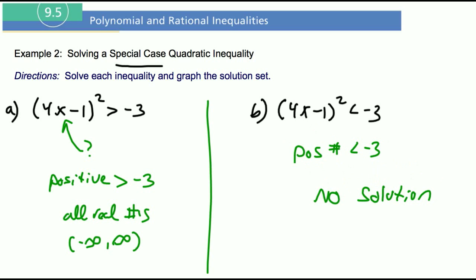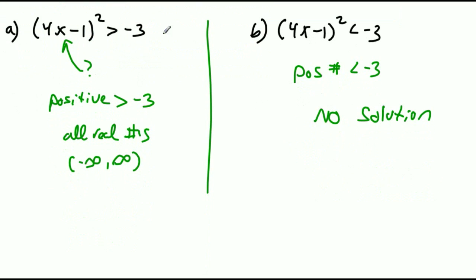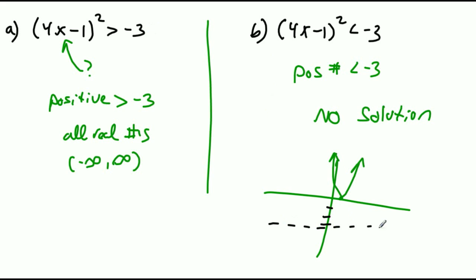And one way to look at this is to look at the graph of these. If you were to graph 4x minus 1 quantity squared, it will look something like this. It's going to have 1/4 here, and it's going to go up like that. And here's -3, right? So that means you could just graph the line y equals -3. Okay, so when is this graph bigger than this line, or when is it above this line?